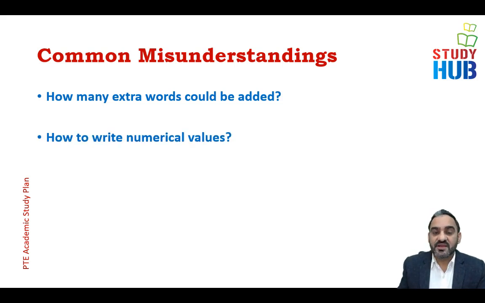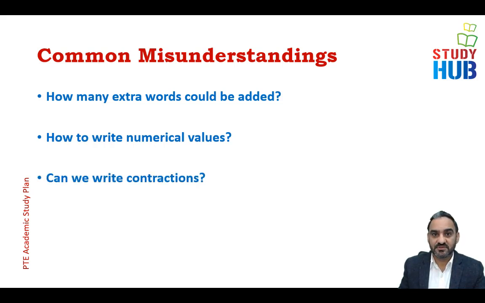How to write numerical values. Another very important thing that you need to keep in mind is when you hear numbers in your Write From Dictation sentences, how to write them in the right way. Can we write contractions? Can we write it's rather than it is? He'll rather than he will, I'll rather than I will. These are all different words. You have to be careful that you're writing it in the right form.